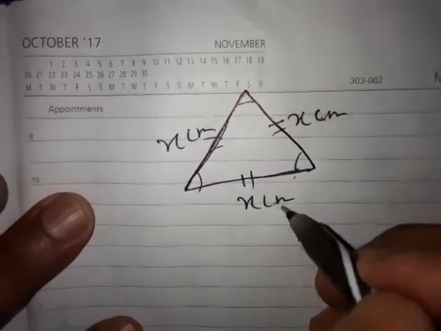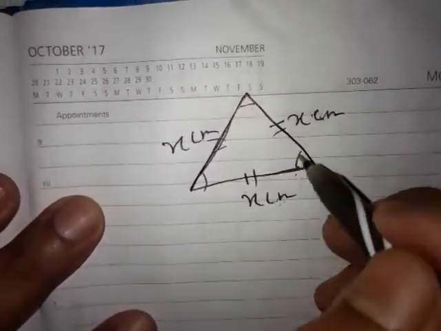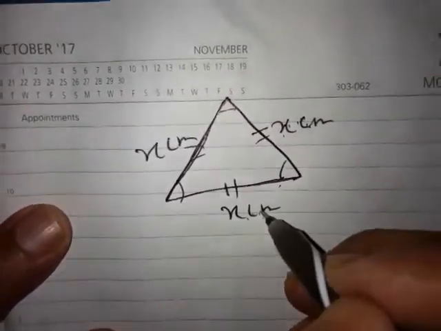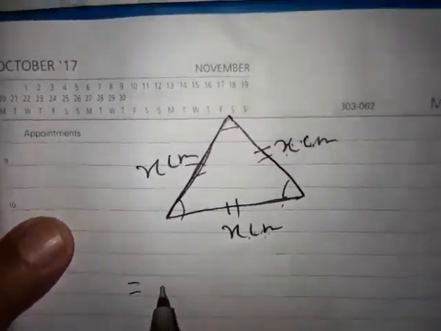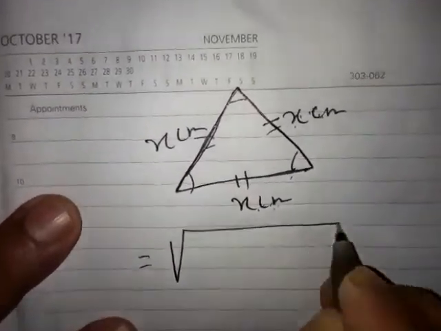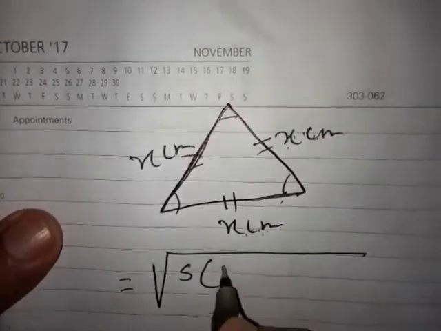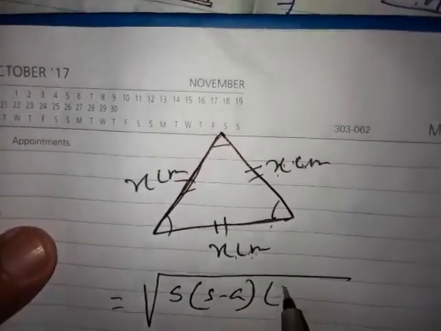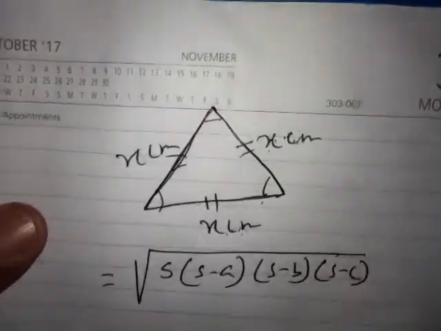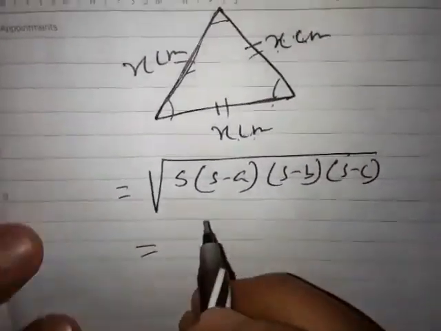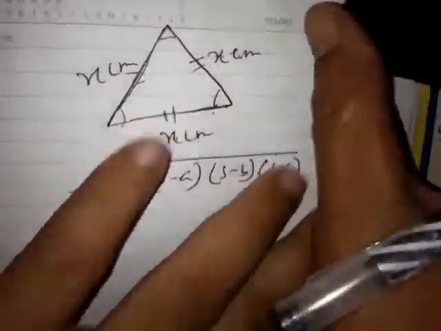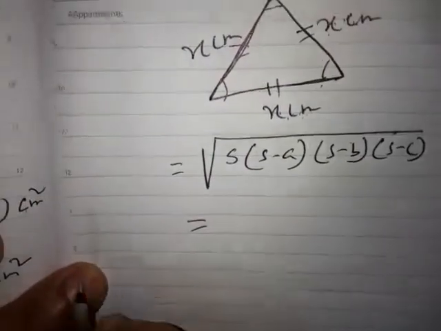And just now I taught you how to find the area of a triangle whose three sides are given. What is the formula? The formula is root of S into S minus A into S minus B into S minus C. Now what is S? S means half of the perimeter. How to find out S? I am going to explain it here.